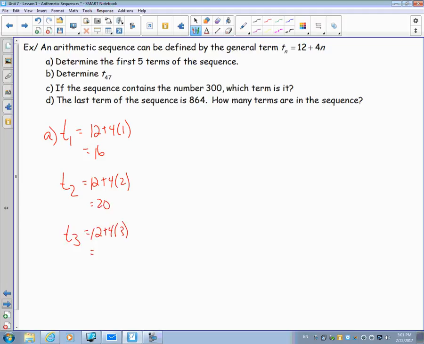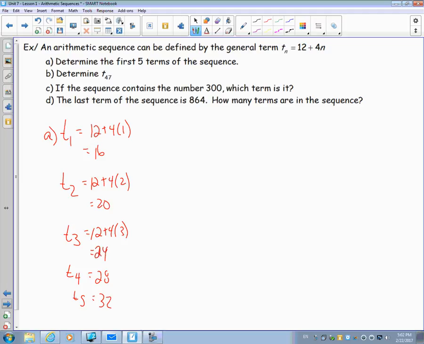Now I can keep doing this, but shouldn't an arithmetic sequence follow a pattern? If I look at term 2 and term 3, they go up by 4. Well, that means the next one should also go up by 4. And the next one after that should also go up by 4. It has to follow a pattern to be an arithmetic sequence.